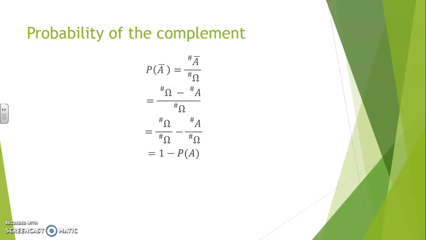Obviously, if event A has a 30% chance of occurring, then it also has a 70% chance of not occurring. So they are complementary probabilities. So this is a formula to keep in mind. P of A bar is always obtained from 1 minus P of A.